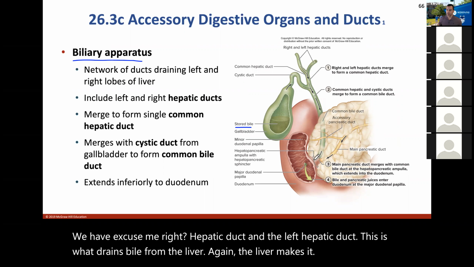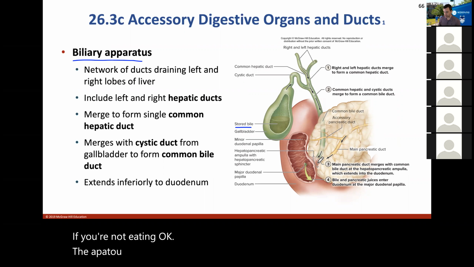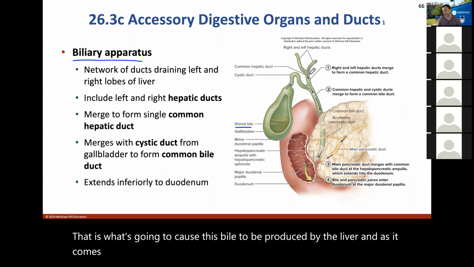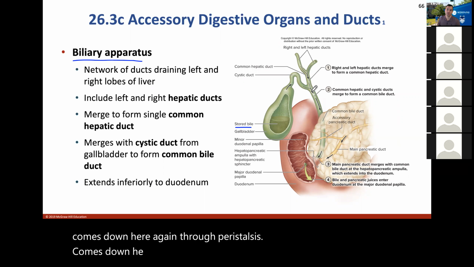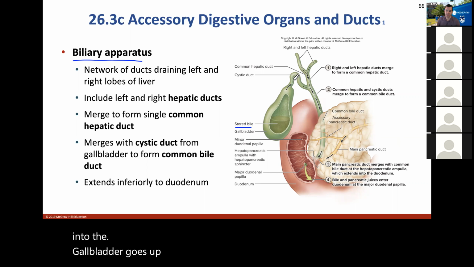And if you're not eating, the hepatopancreatic sphincter is closed. Well, that is what's going to cause this bile, produced by the liver, to come down here, again through peristalsis, and it actually is going to go into the gallbladder. It goes up through the cystic duct here into the gallbladder.